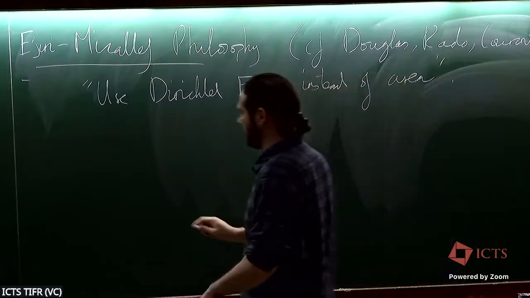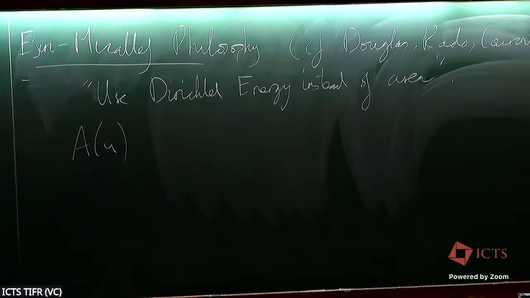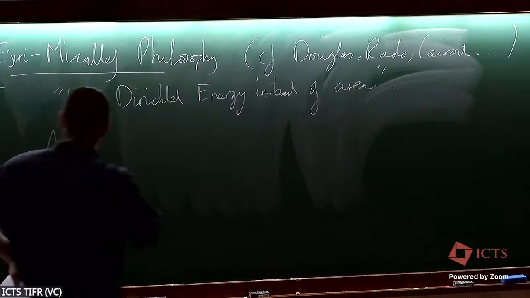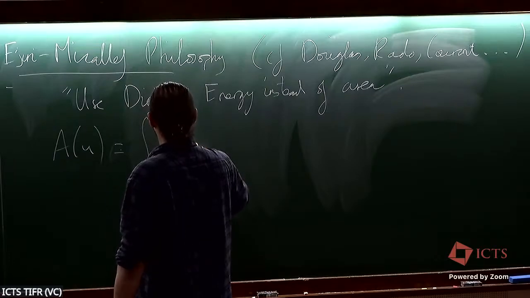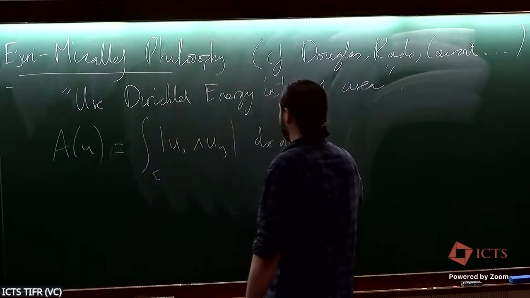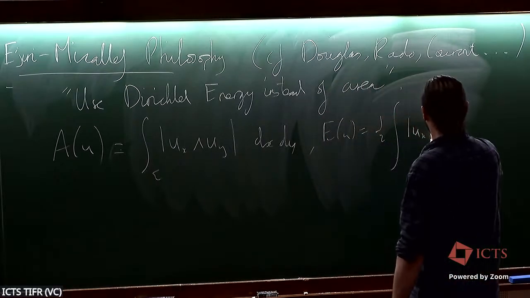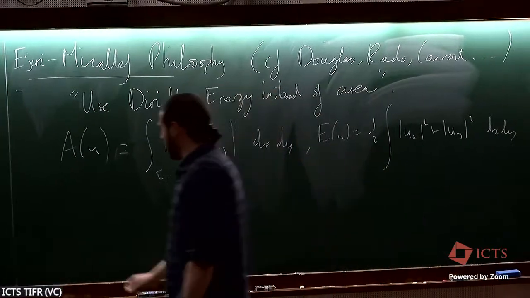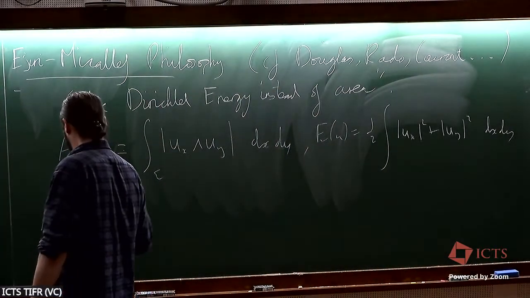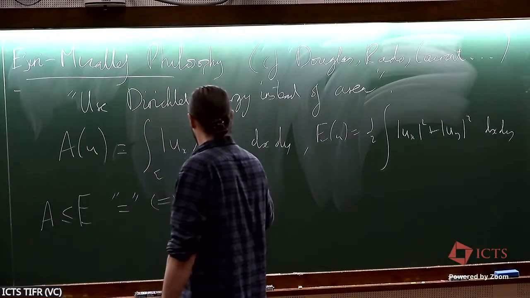Let me just remind you. I'm going to write everything down in local isothermal coordinates, but actually these are totally well-defined. If I pick another set of isothermal coordinates, the quantities will be the same. So the area of U is, of course, just the integral of Ux wedge Uy. The Dirichlet energy is half the integral of Ux squared plus Uy squared. As we all know, the area is always less than or equal to the energy, with equality if and only if U is conformal.